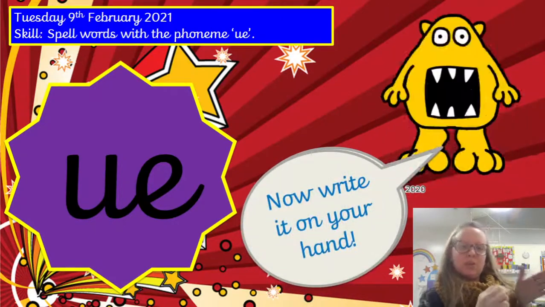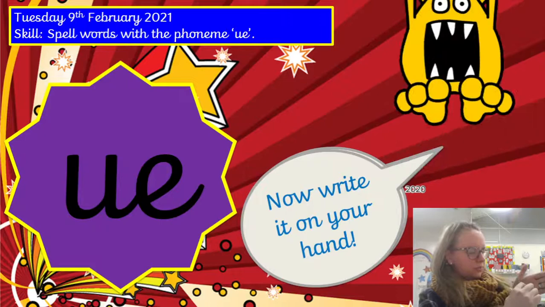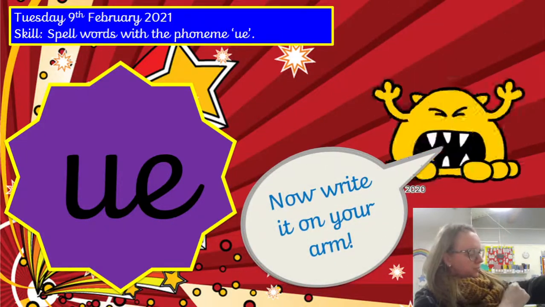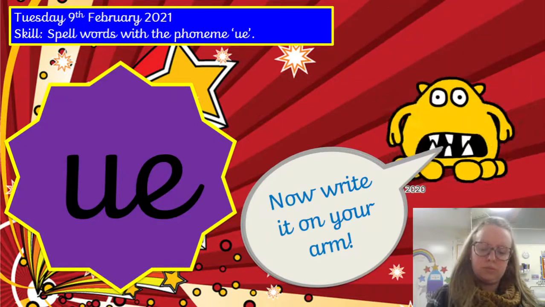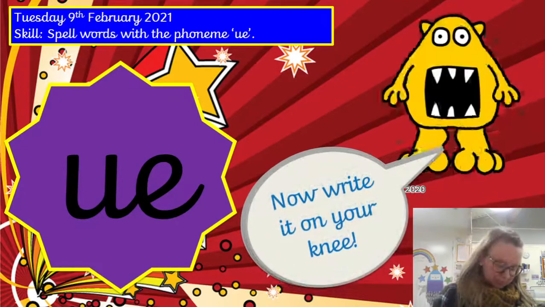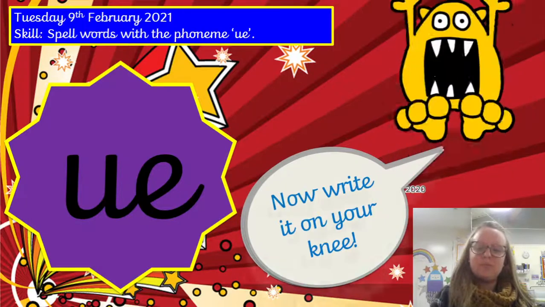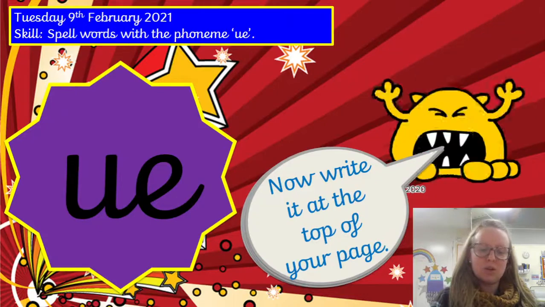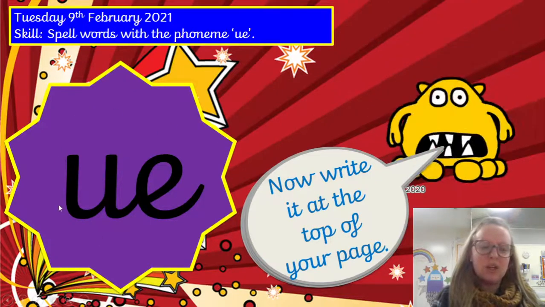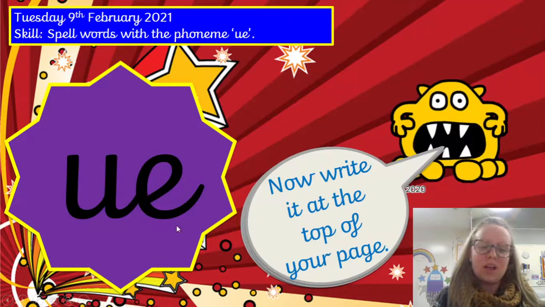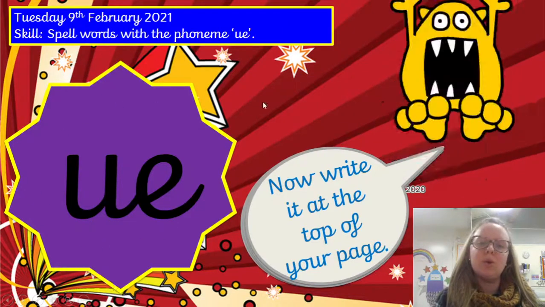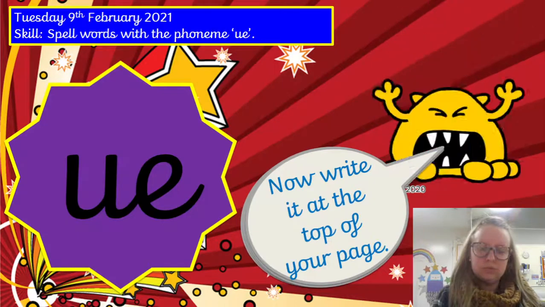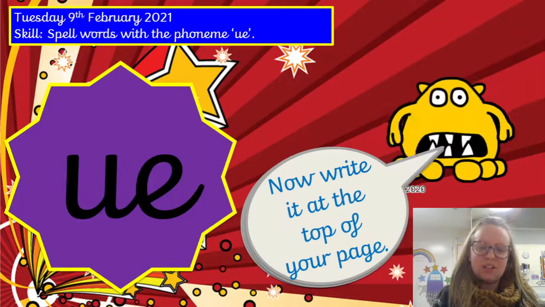Now, can you write it on your hand? Now write it on your arm. And on your knee. Now I want you to write it at the top of your page. So look on the screen to check how you spell it. You need to do an A and an E. And together they make the OO or U sound. Okay, so hopefully you've written that.